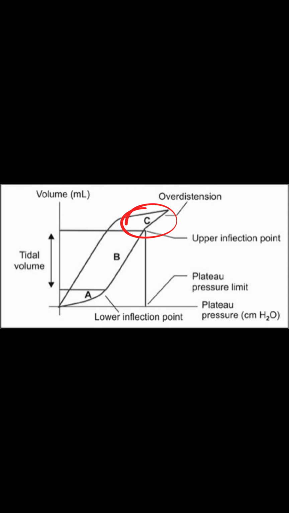Finally, section C represents overdistension. As pressure moves past the upper inflection point, the volume return drops off, resulting in a bird peak shape. The upper inflection point is the maximum plateau pressure we should be using to ventilate our patient.